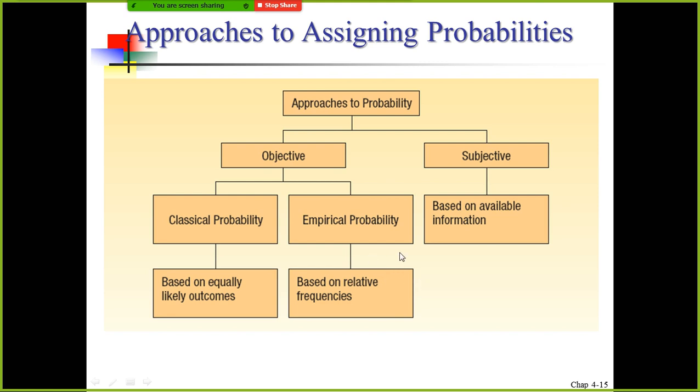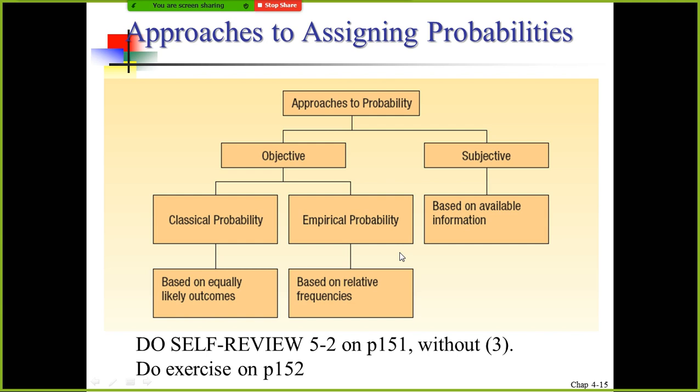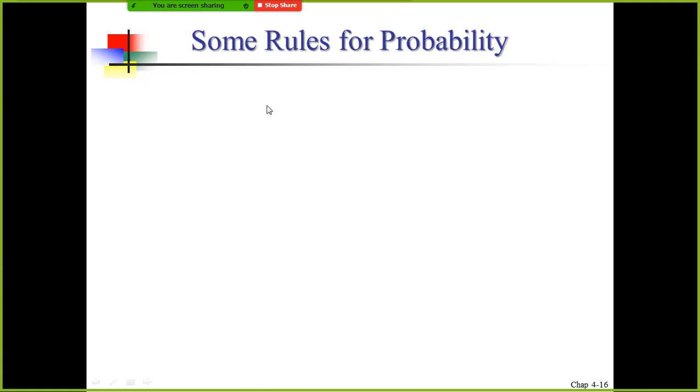The last slide of the previous movie is this one, and I hope that you already practiced self review 5.1 and 5.2 and all those, and you will have some ideas in order to solve the exercise as homework on this page. Okay, now we will go to new points of chapter 5. Some rules for probability.